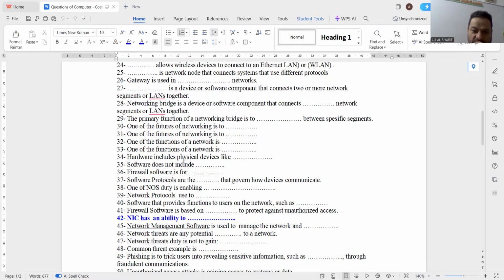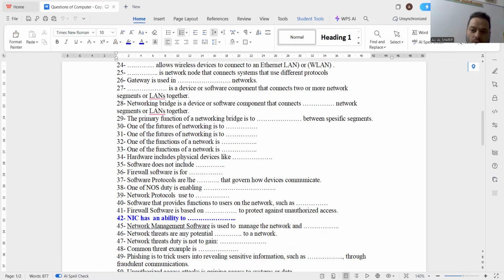Hardware includes physical devices like an example of hardware. Software doesn't include what? That means if you have multiple choices, these choices will be some software kinds, and one of them doesn't include two software examples. By that you can choose it.